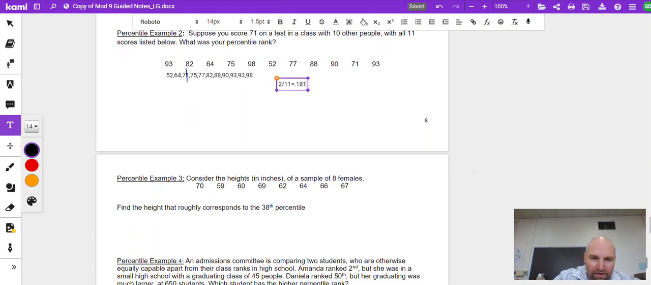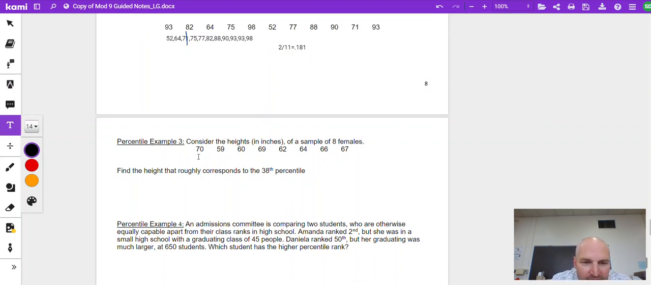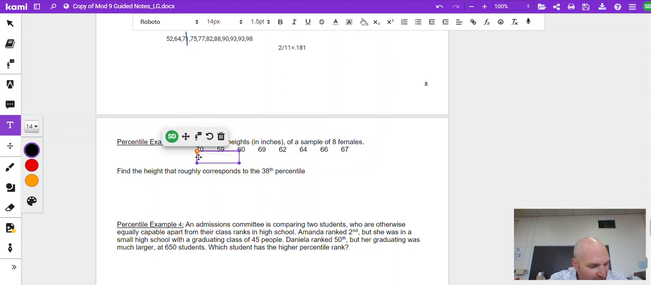Let's try another one. Consider the height in inches of a sample of 8 females. So these are the heights in inches. Find the height that roughly corresponds to the 38th percentile. First thing you want to do is put this in order from lowest to highest. So let's put this in order from lowest to highest.